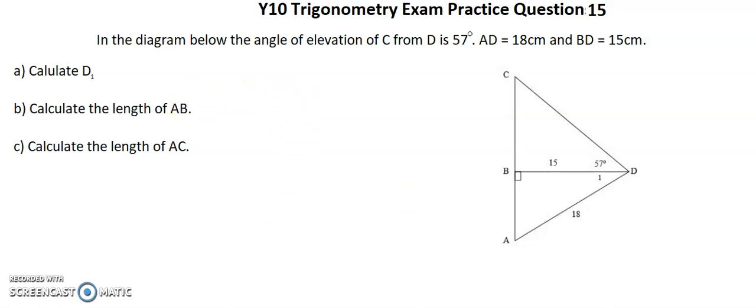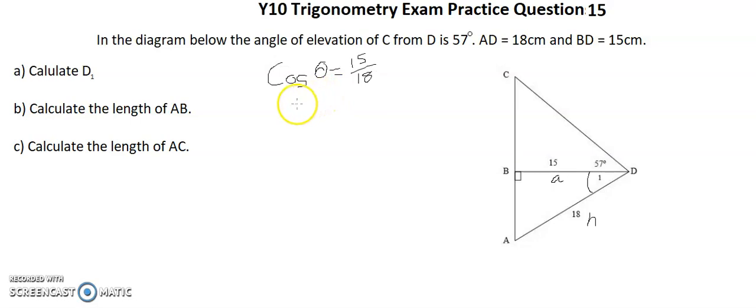So if I'm looking at this angle right here, I know on my triangle, I've got the adjacent side and the hypotenuse side. So that means I'm using a cosine ratio. So that means I've got cosine of an angle I don't know is equal to 15 over 18.